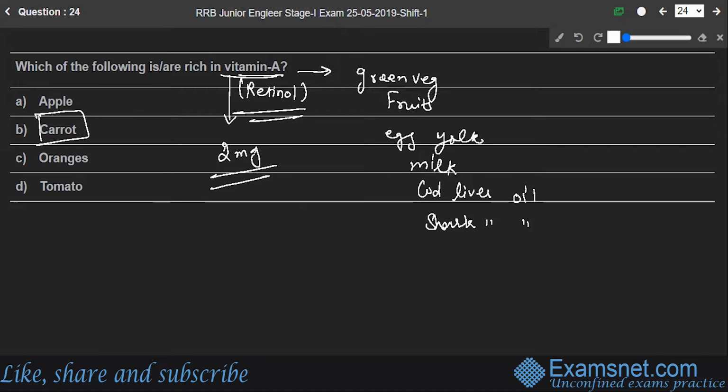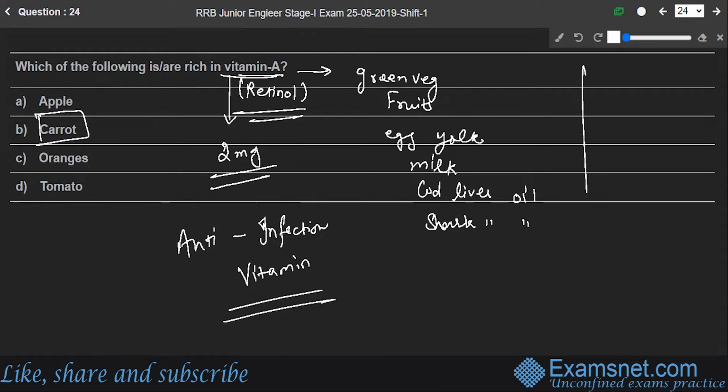The function of the vitamin A, it's essential for the formation of the visual pigments of rod cells and iodopsin of cone cells for the eyesight. And it's also essential for the maintenance of the proper immune system to fight various infections. So it is also known as anti-infection vitamin. Deficiency leads to night blindness.